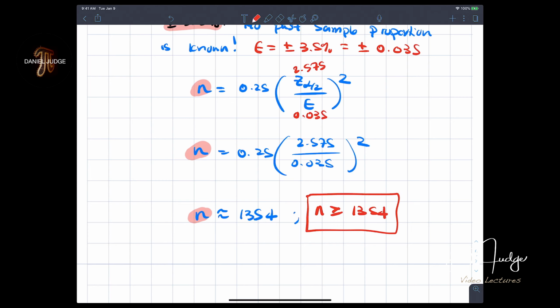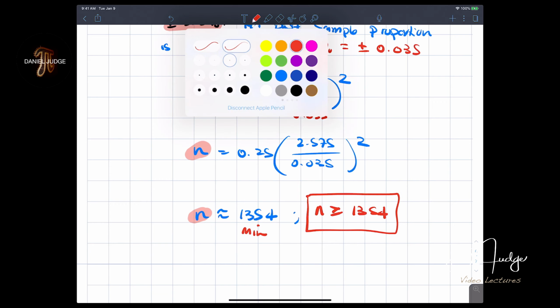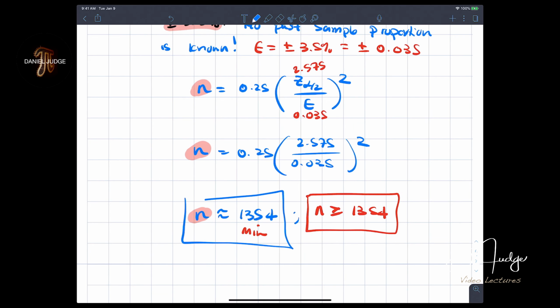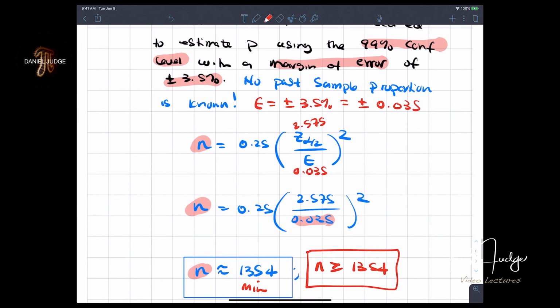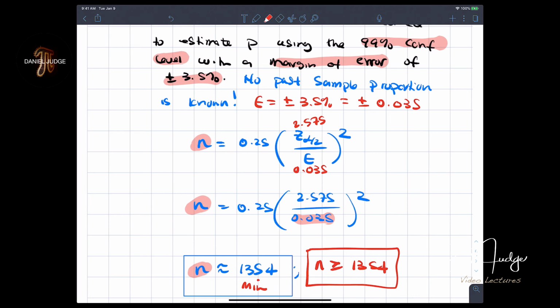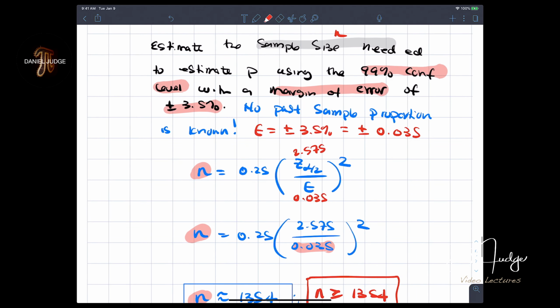So remember, this number is the minimum sample size needed. So now you're free to go out and gather data. Just make sure you don't go out and gather 2,000 data values. Don't gather 100 data values. You need at a minimum 1,354 data values to start this sample process. That's, of course, if you want to be within a margin of error of plus or minus 3.5%. Okay? And this is how you do the estimation of sample size.